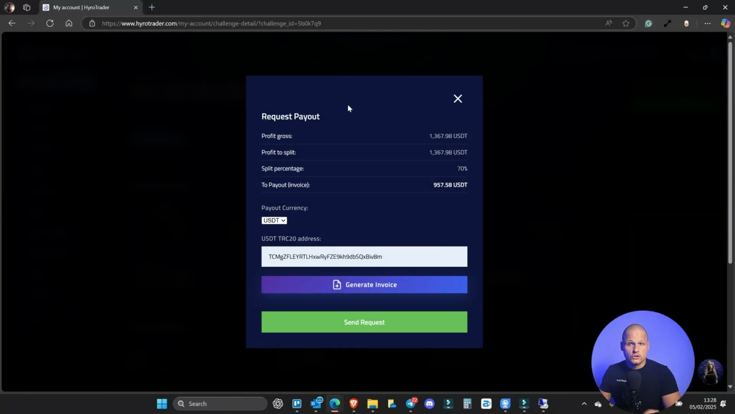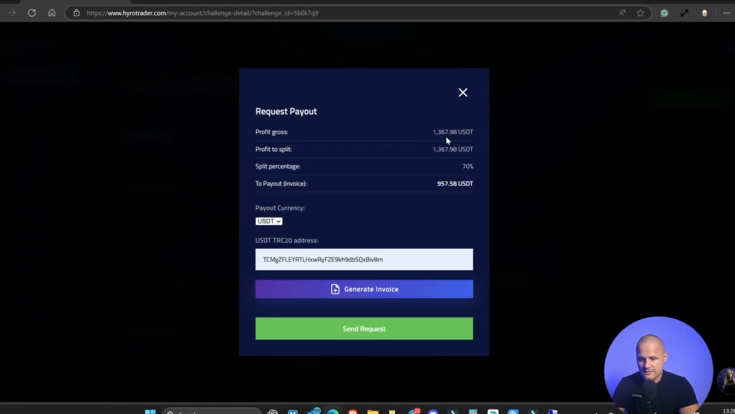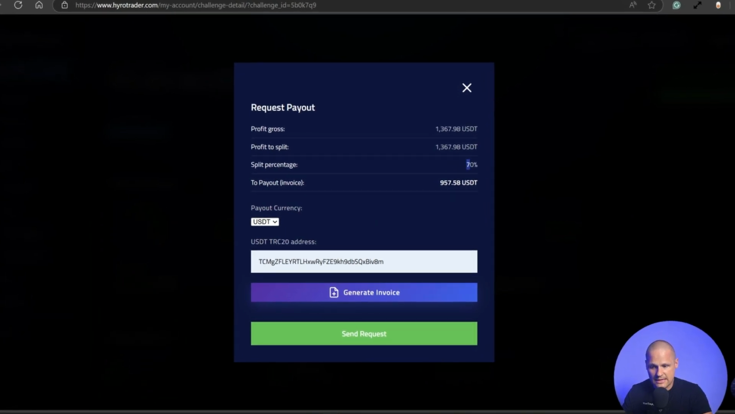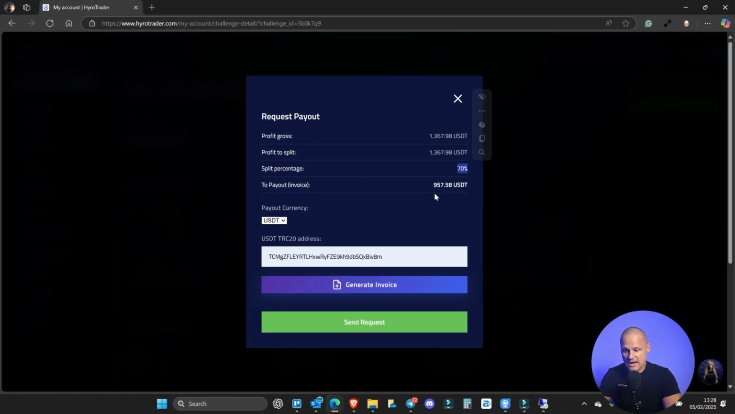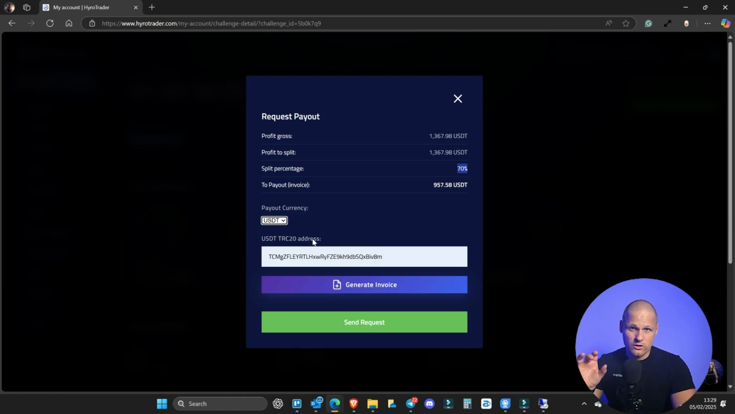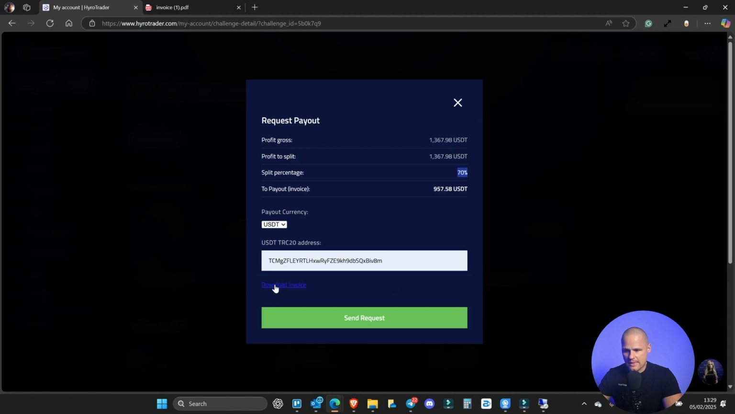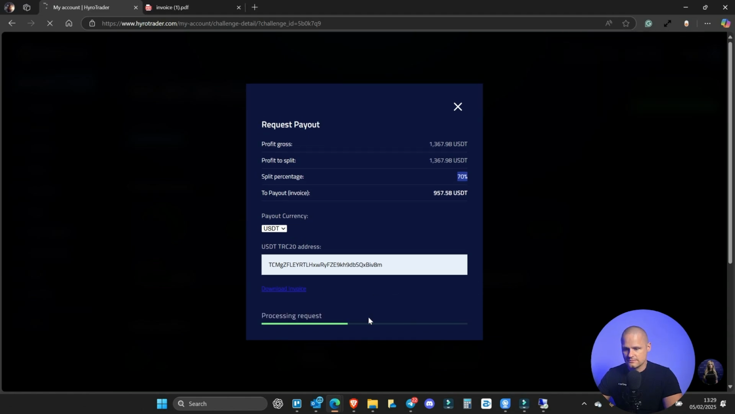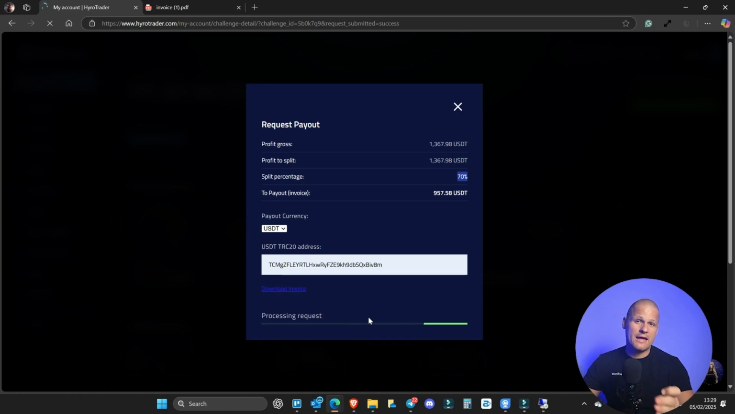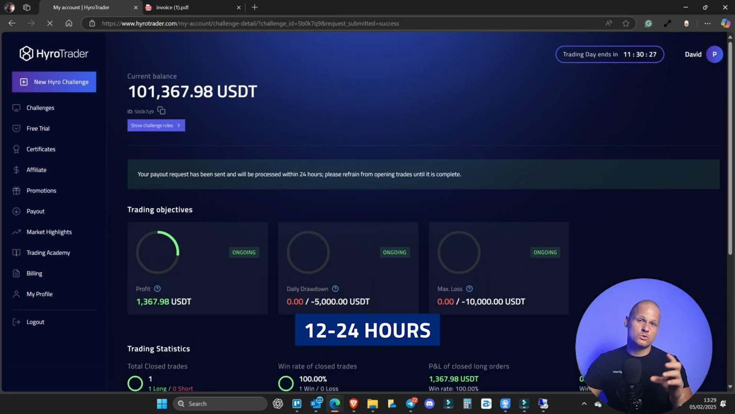I'm clicking here. So here is the recapitulation. I've got 1300 profit and I will get 70% of that, which is $957. I can choose if I want to get paid in USDT or USDC, right? USDT on TRC, which is the Tron chain, is the fastest and the cheapest, right? Now I put in my address. I need to generate an invoice, right? The invoice is generated and then you send the request. You can see it's processing and the payout will come in 12 to 24 hours.